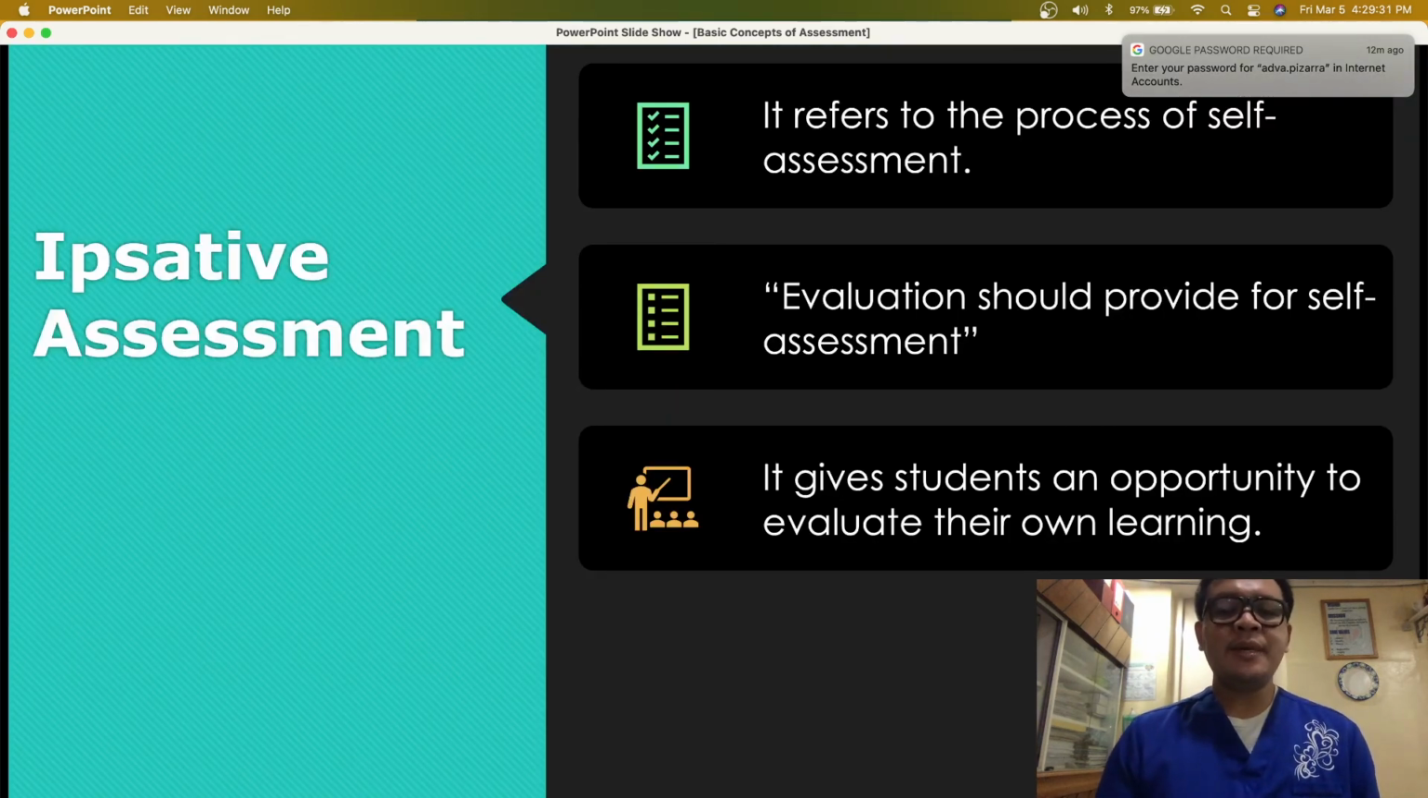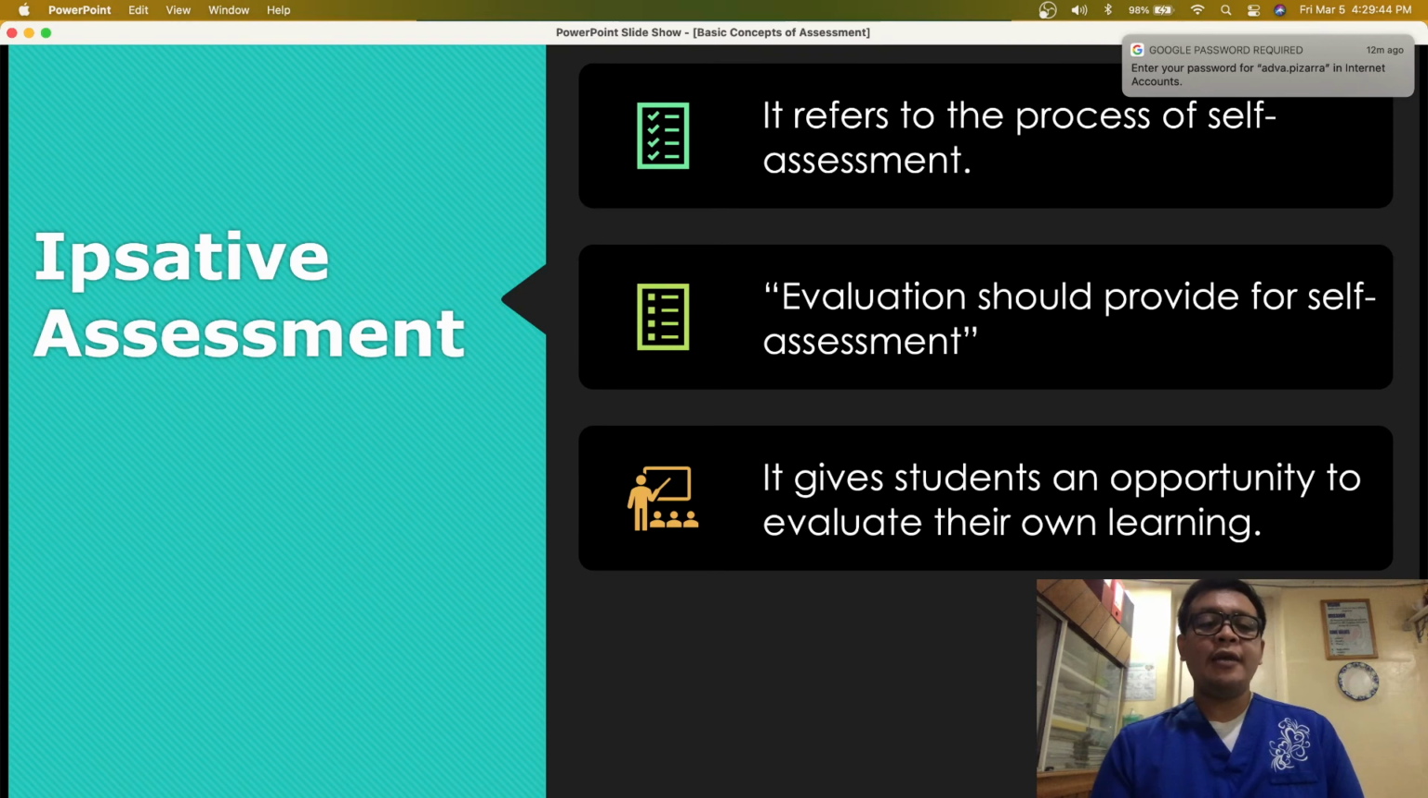So, ipsative assessment. When you say ipsative assessment, it refers to the process of self assessment. Evaluation should provide for self assessment, and it gives students an opportunity to evaluate their own learning. So, ipsative assessment is making sure that our students have the responsibility of knowing the process of assessing themselves. It's one way for us to make sure that students are independent in terms of assessing themselves, because they are the ones who know better than others who will be able to assess them.